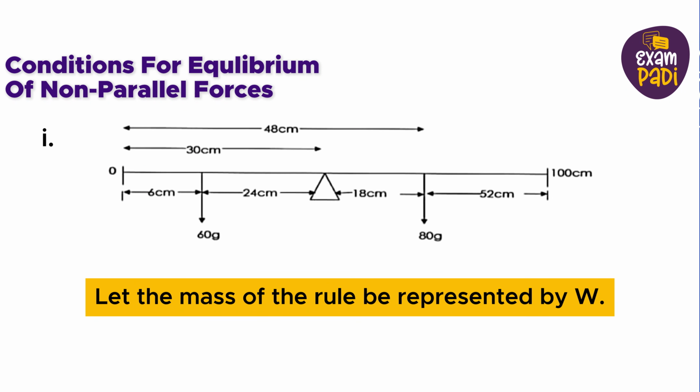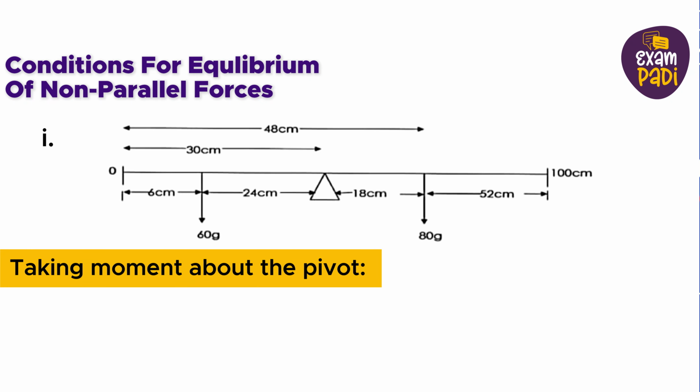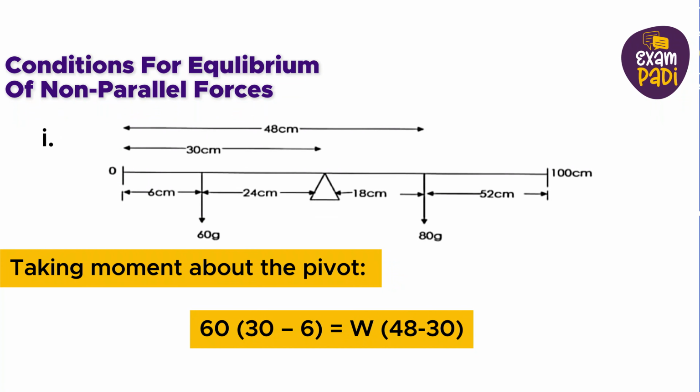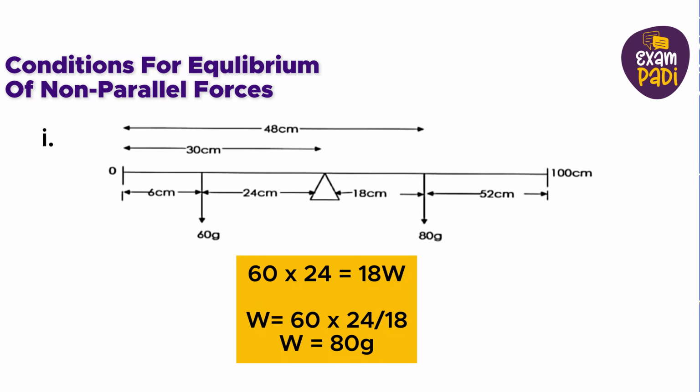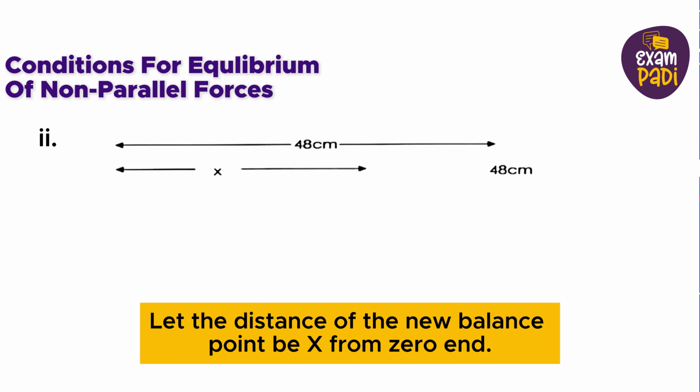Let the mass of the rule be represented by W. Taking moments about the pivot, 60 times the bracket of 30 minus 6 equals W times the bracket of 48 minus 30. 60 times 24 equals 18W. W equals 60 times 24 divided by 18. W equals 80 grams.